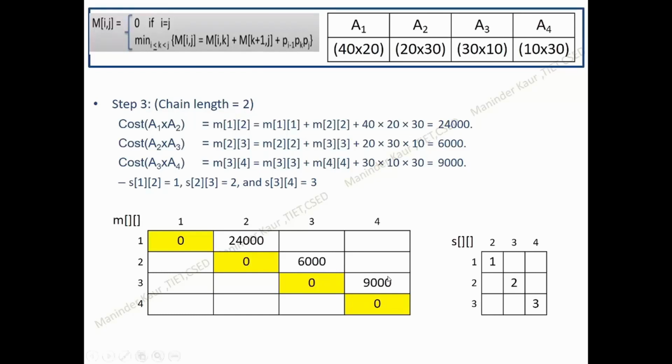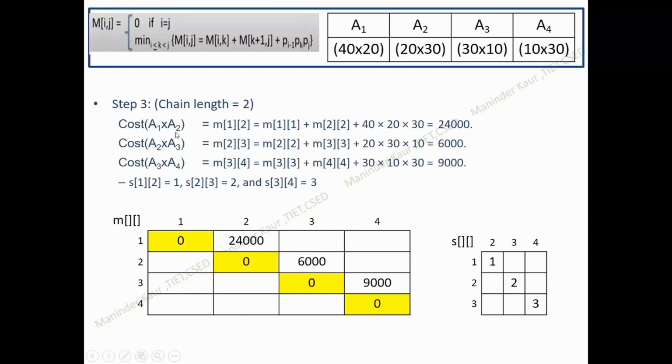Now considering the case of multiplying a sequence of matrices with length equal to 2. Length 2 means exactly two matrices are involved in multiplication, like A1 and A2. The different combinations of length 2 can be A1, A2; A2, A3, only two matrices involved; and A3, A4. These are three possible combinations for multiplying a pair of matrices.